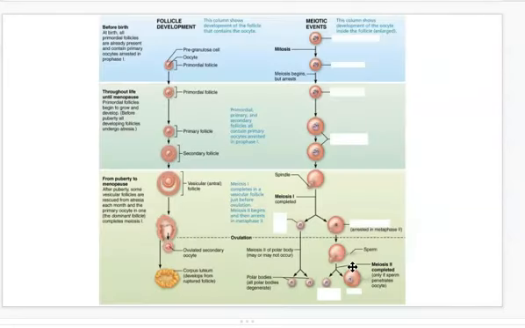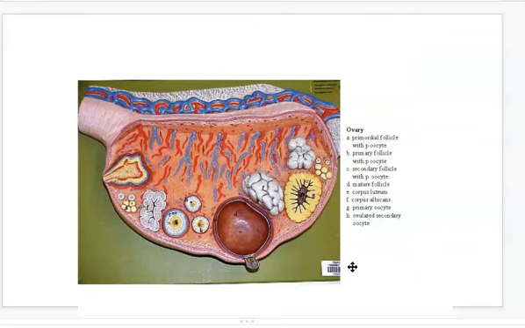Now, to add more confusion, we need to look at terminology and at what's happening in the ovary with the follicle as well as the oocyte. So here's the image of the ovary that you will be using. What you have in an ovary is oocytes, but you also have follicles. A follicle is an oocyte plus the cells around that oocyte.